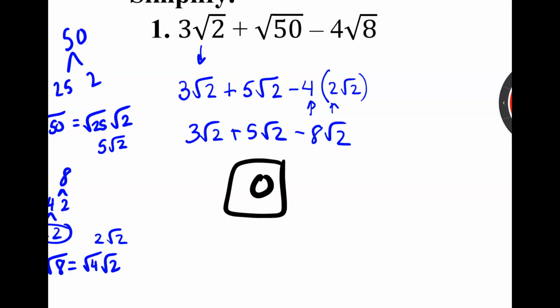Right. Instead of saying root 8, I said 2 rad 2. But this portion right here is what root 8 is equal to, and then I have to multiply by this 4.